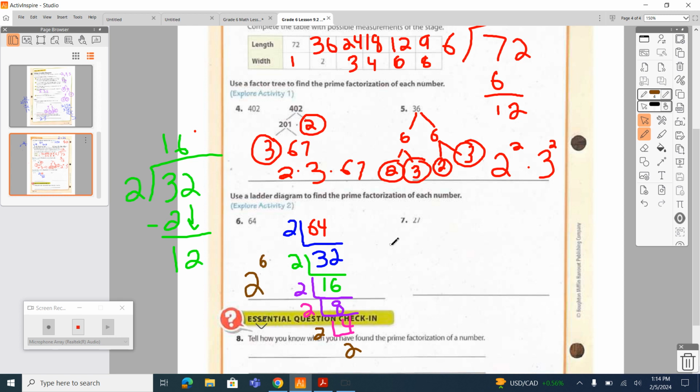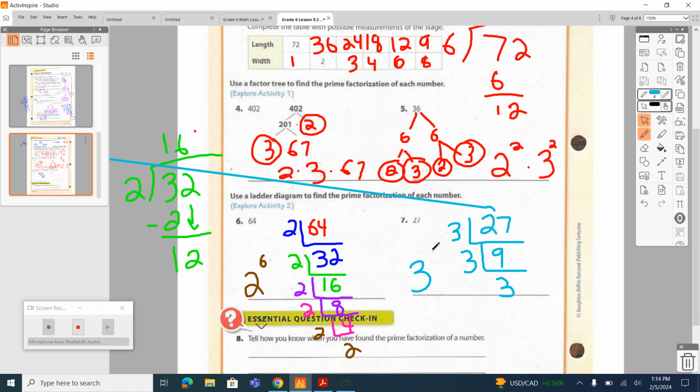Now I'm going to come over here and work on 27. And I can only pull out prime factors. I'm going to divide by 3. 27 divided by 3 is 9. And 9 divided by 3 is 3. 3 times 3 is 9, times another 3 is 27. So 3 to the 3rd power, or 3 cubed, is 27.